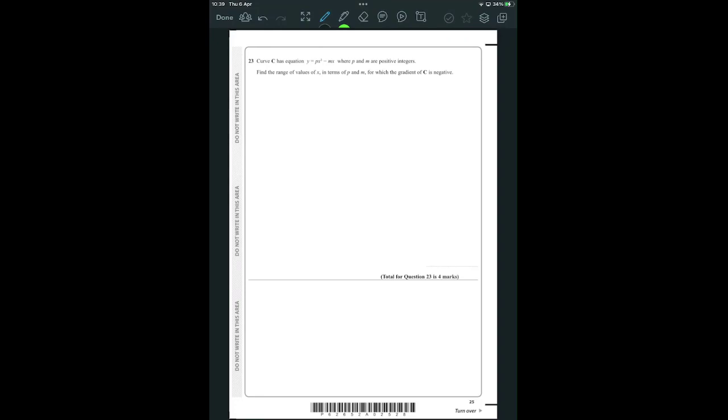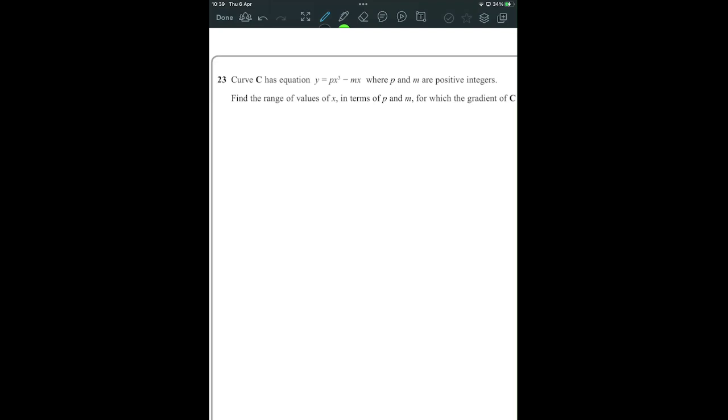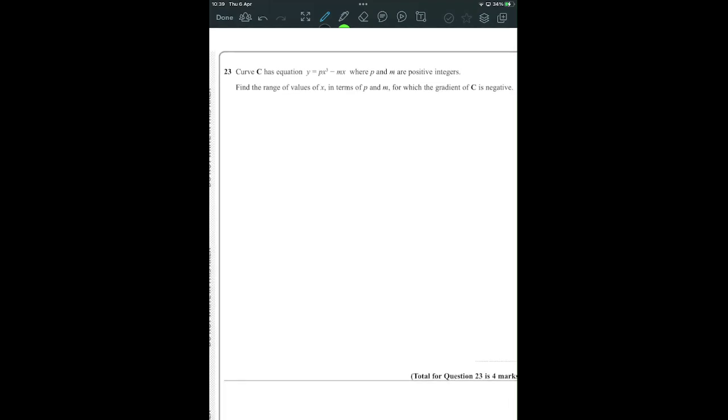Question 23, still not the last question. The curve has that equation. We want to find the range of values for which the gradient is negative. Well, as soon as we see that kind of statement, gradient can mean multiple things, but this is not a straight line. So when we see gradient here, we're thinking of the derivative, dy by dx. And we've also been told it's negative, so we're working out where this gradient is less than 0.